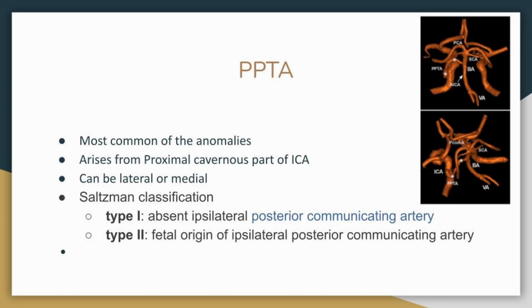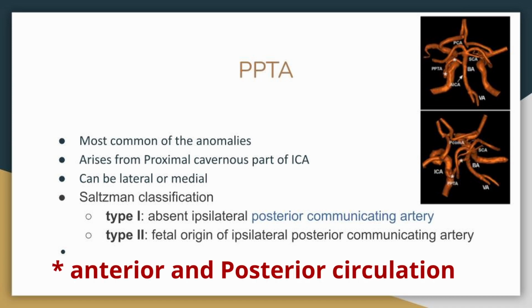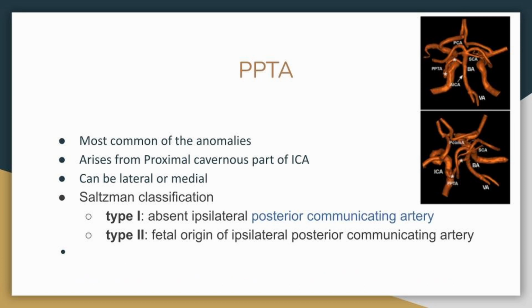So I told you type 1 is PPTA with absent posterior communicating artery. What is generally the importance of the posterior communicating artery? See, the posterior communicating artery basically communicates between the anterior and posterior segments. So in case there is some amount of vascular compromise in one of the systems, the other system can compensate for it through this communication, which is the posterior communicating artery. So in type 1 PPTA, the posterior communicating artery is absent. What does it mean? It means PPTA is very important in these patients because there is no other PCOM.